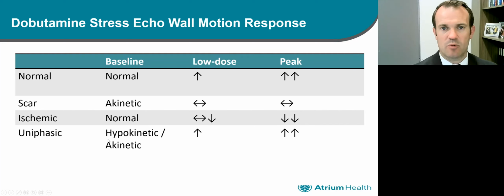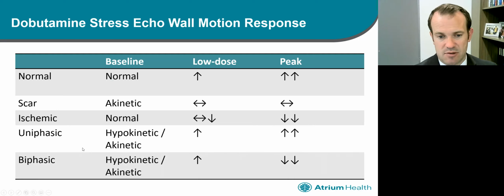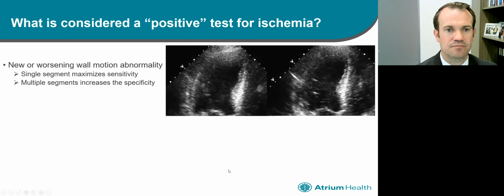Uniphasic response is where we've got a hypokinetic or akinetic segment at rest, which improves at low dose and improves further at peak. And we're usually talking about cardiomyopathies. And then biphasic response is where you've got a hypokinetic segment at baseline, which improves at low dose, but then becomes ischemic and reduces at peak. And so here is where we'll see that viable myocardium.